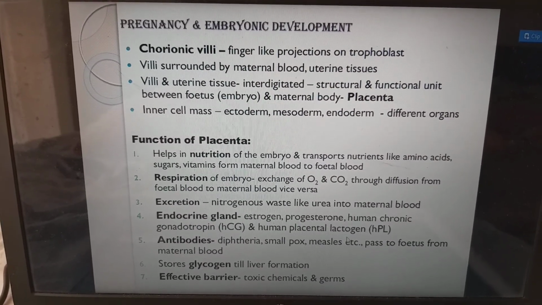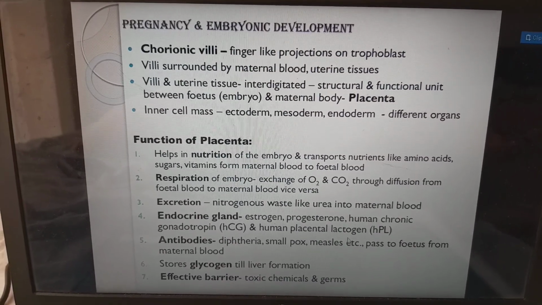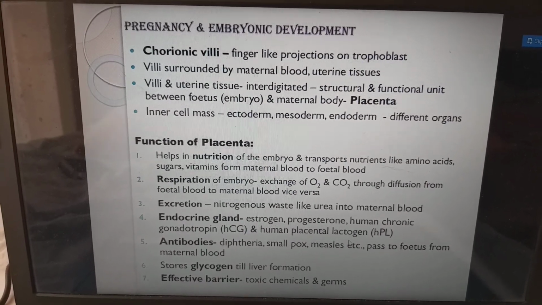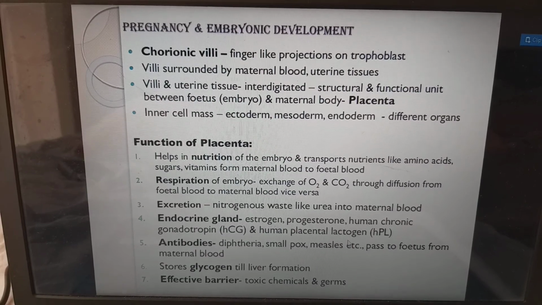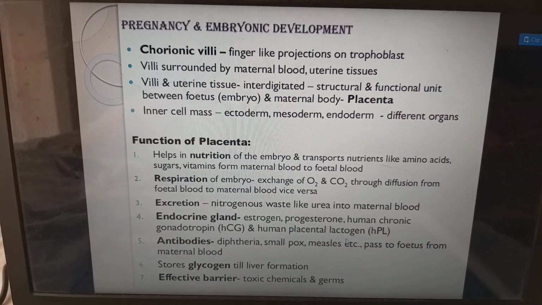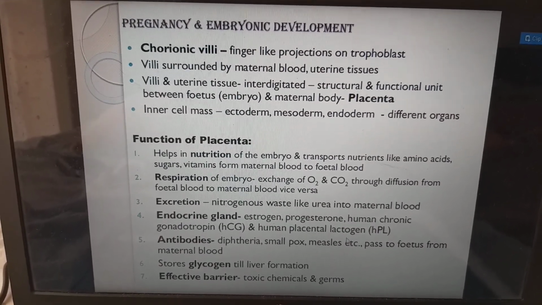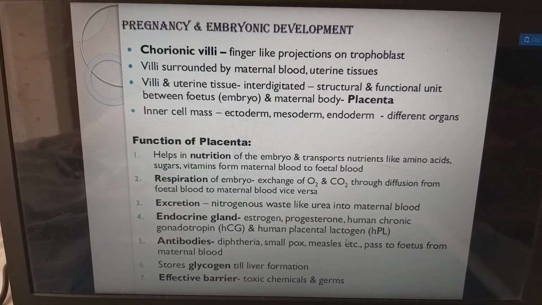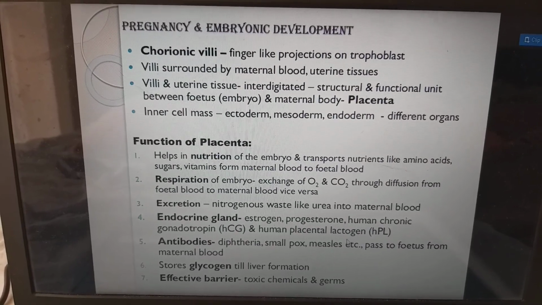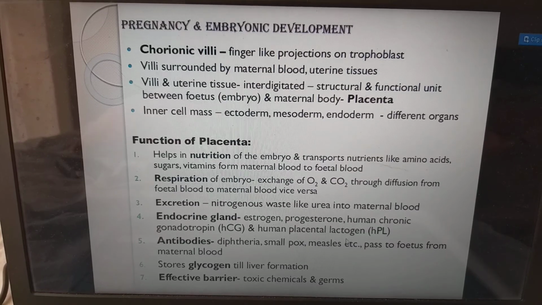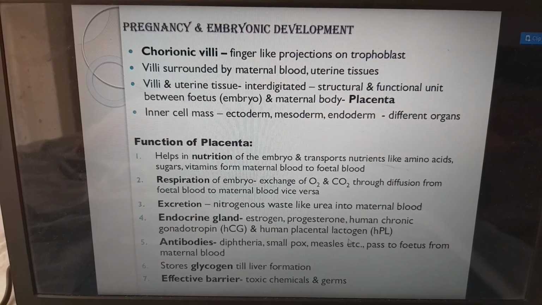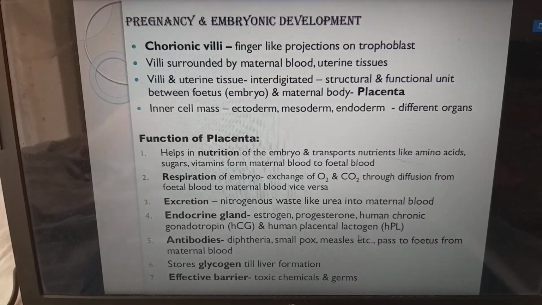Functions of the placenta: it helps in the nutrition of the embryo and transports nutrients like amino acids, sugars, and vitamins from maternal blood to fetal blood. Respiration of the embryo: exchange of oxygen and carbon dioxide through diffusion from the fetal blood to maternal blood or vice versa. Excretion: nitrogenous waste like urea passes into the maternal blood. Endocrine gland: estrogen, progesterone, human chorionic gonadotropin, and human placental lactogen are produced, so it acts like an endocrine gland also. Antibodies for diphtheria, smallpox, measles, etc., pass from the maternal blood to the fetus. It stores glycogen till the liver functions, and it is an effective barrier for toxic chemicals and germs.